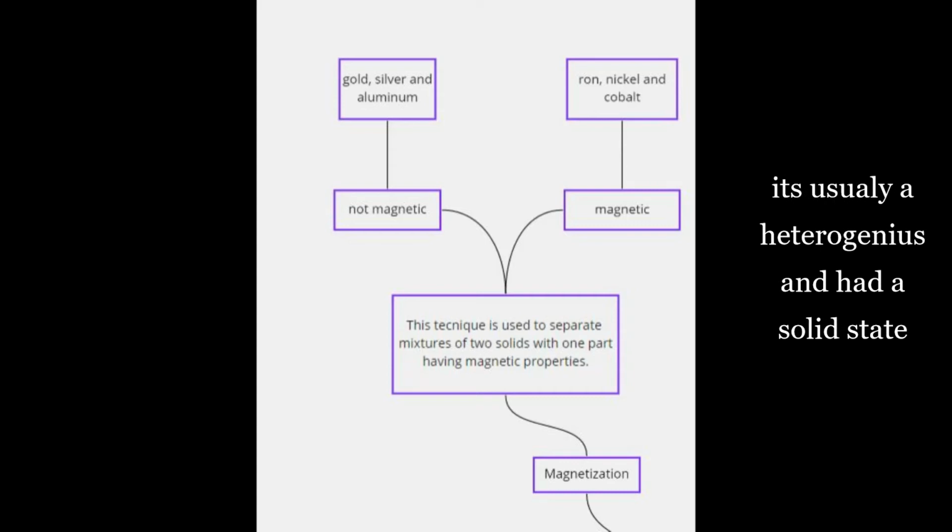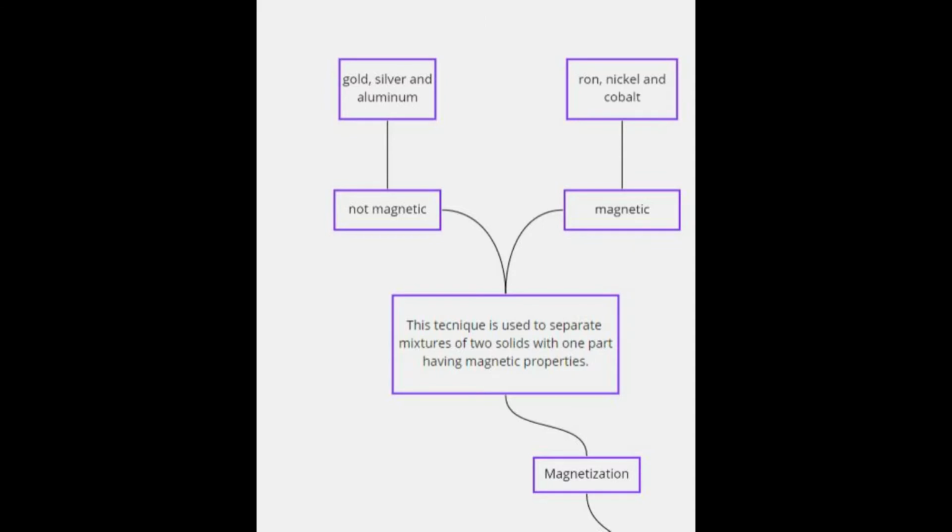Magnetism is ideal for separating mixtures of two solids with one part having magnetic properties. Some metals like iron, nickel, and cobalt have magnetic properties, while gold, silver, and aluminum do not.